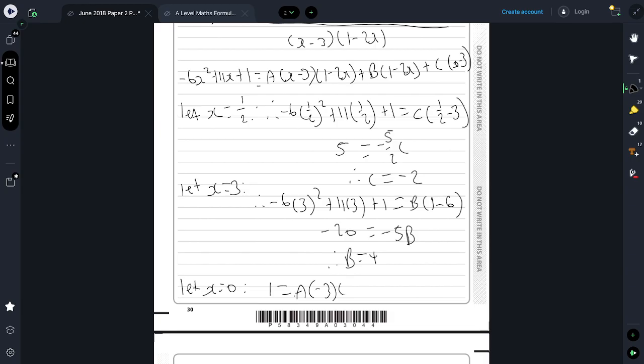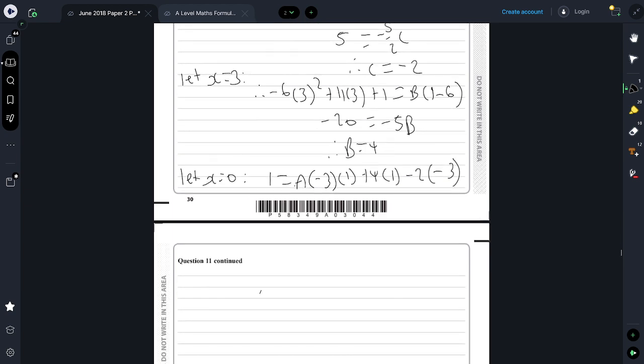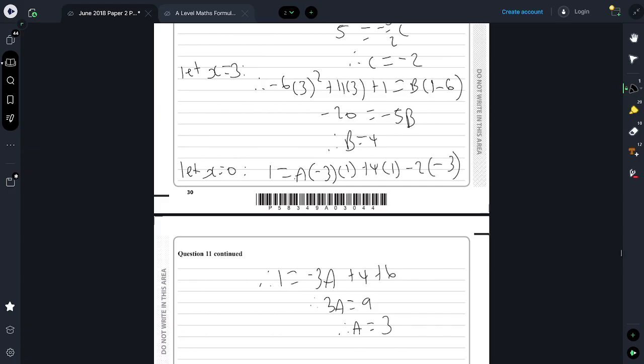1 minus 2x, that's 1. Plus b, when we know that b is 4, plus 4 of 1 minus 2 of 0 minus 3, that's minus 3. And let's tidy this up a little bit. So that means 1 has to be minus 3a plus 4 plus 6, which means 3a has to be 9. Therefore, a has to be 3. Okay.